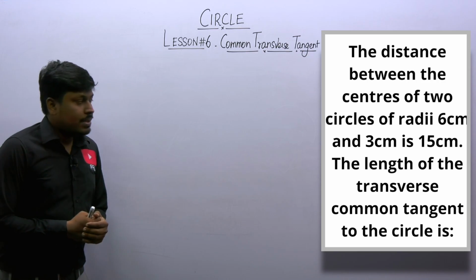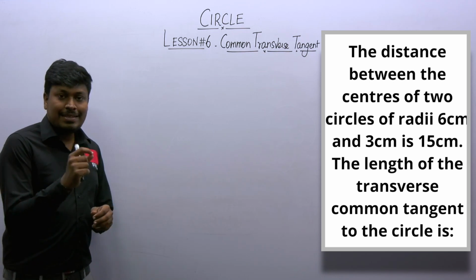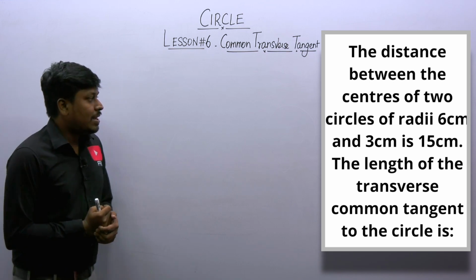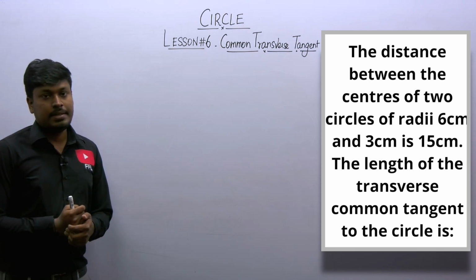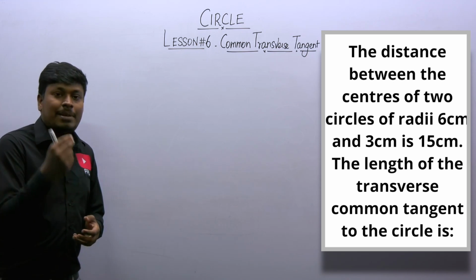Question number 1. The distance between the centers of two circles of radius 6 cm and 3 cm is 15 cm. So the length of the transverse common tangent is? What is our target? Our target is to find the length of the common transverse tangent.